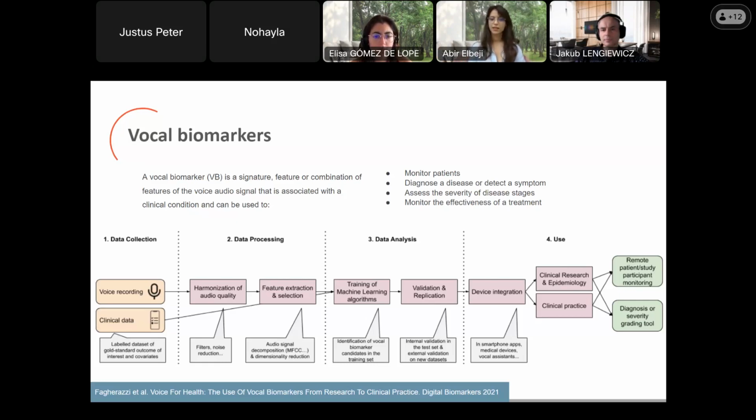But currently, there is no clinically validated vocal biomarker yet. And I will be talking about this because of the challenges that we are facing within the field.